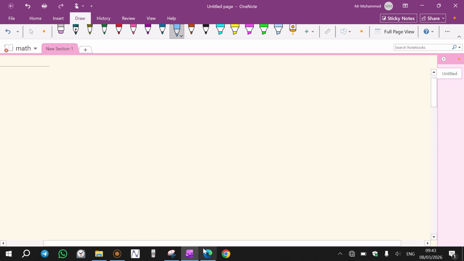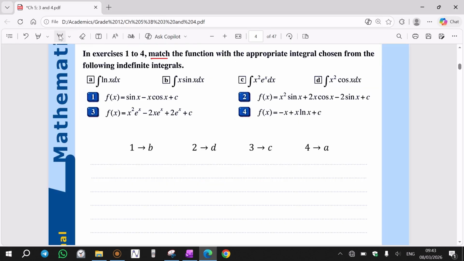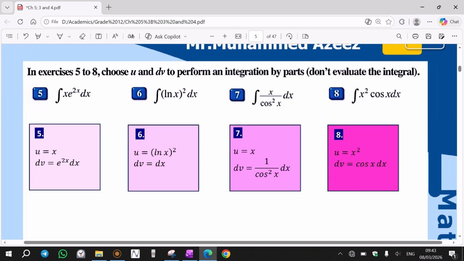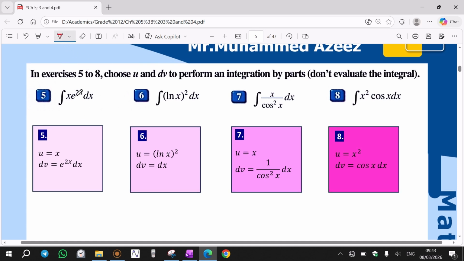Let's go back to the book. Here we have 4 exercises that are only asking about u and dv. Do not evaluate. Let's just follow the question. If I have x e^(2x), then definitely the x will be u, and what's remaining, e^(2x) dx, is dv. When we have ln, we're forced to use u as the ln part. Only dx is remaining for dv.